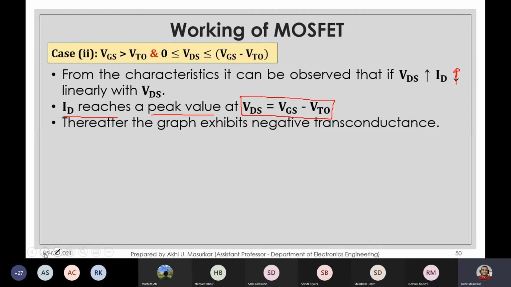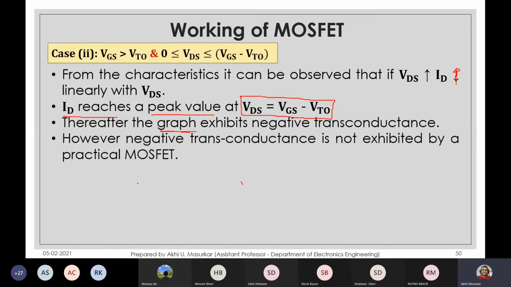Thereafter, the graph exhibits negative transconductance. Please use the word the graph, not the device. So mathematics tells us that the current should fall, but it does not. And that gives rise to my third case, that is, what if VDS is greater than VGS minus VTO?